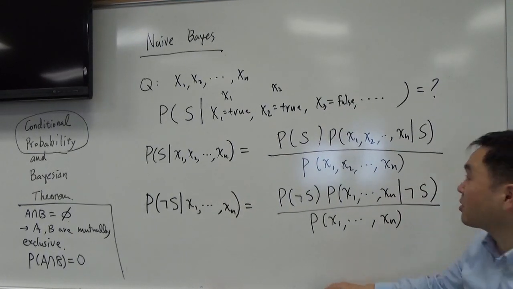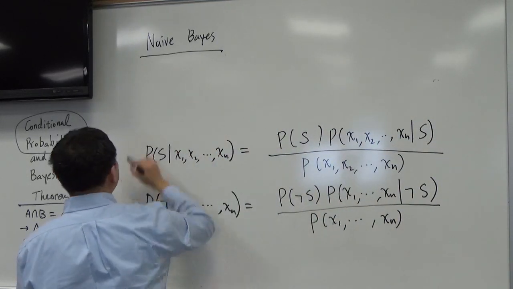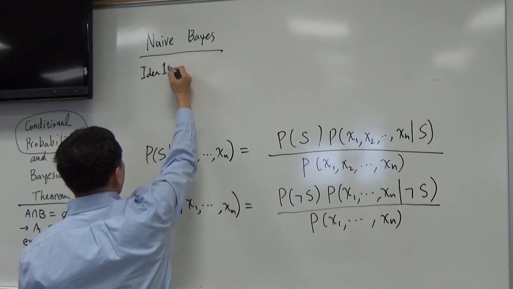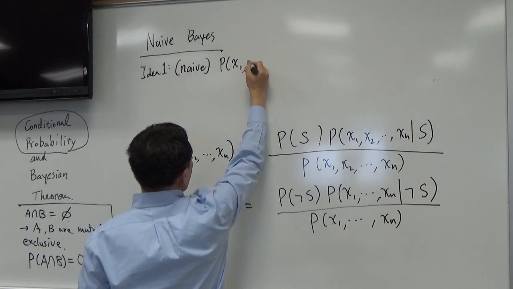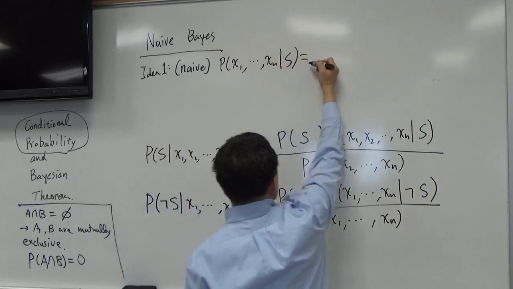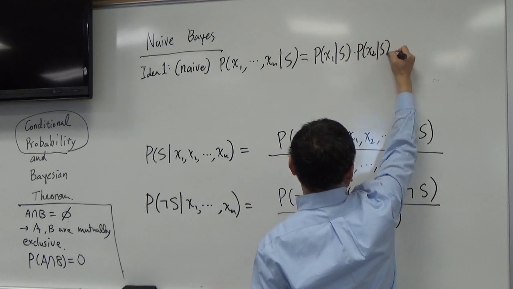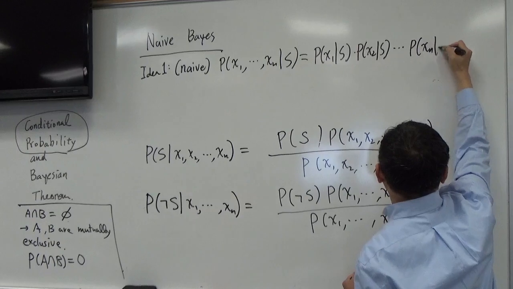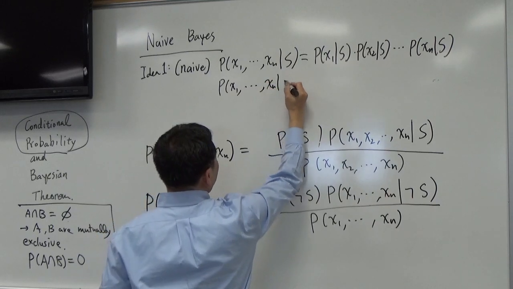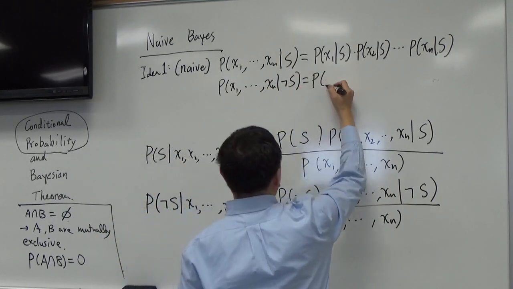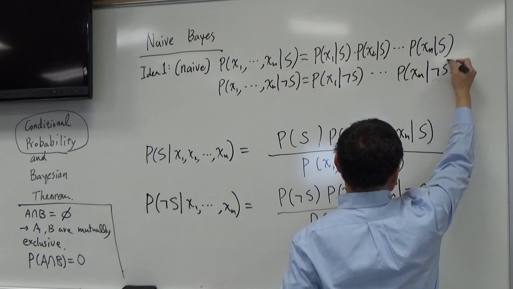Okay? So there are two ideas of the naive Bayes. Idea one, this is where the naive comes from. Naive is that P of x1 through xn under S is the same as probability of x1 under S times probability of x2 under S, and so on, until P of xn under S. Same with the other one, P of x1 through xn under not S would be probability of x1 under not S, and so on, until probability of xn under not S.